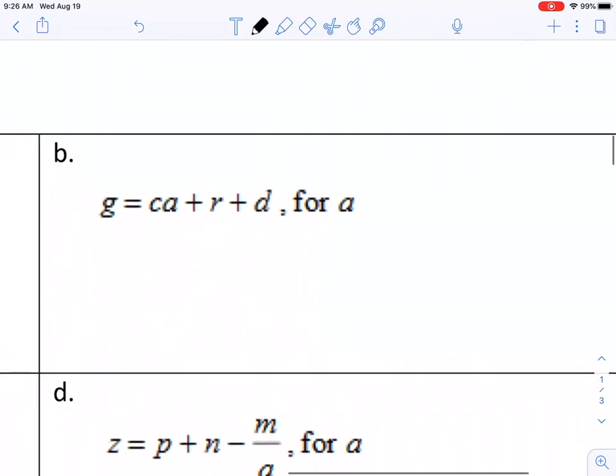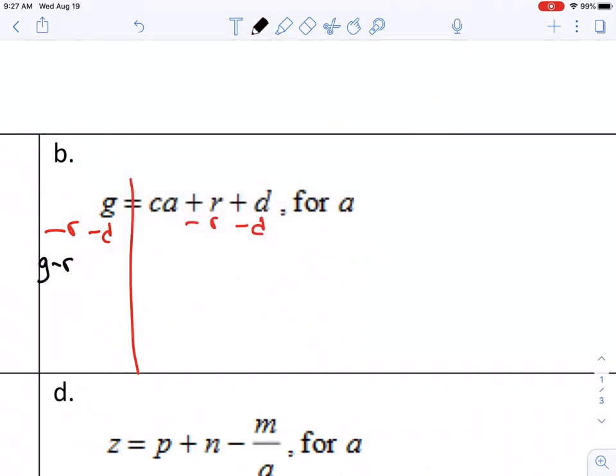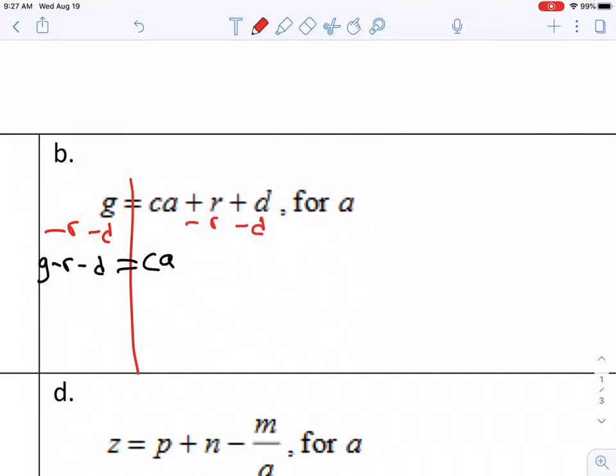So in this one, I need to get a by itself, which means I'm going to subtract r and I'm going to subtract d to both sides. And that will give me g minus r minus d equals c times a. Now I have to get a by itself, which means it's multiplying with the c right now. So I can divide by c on both sides.